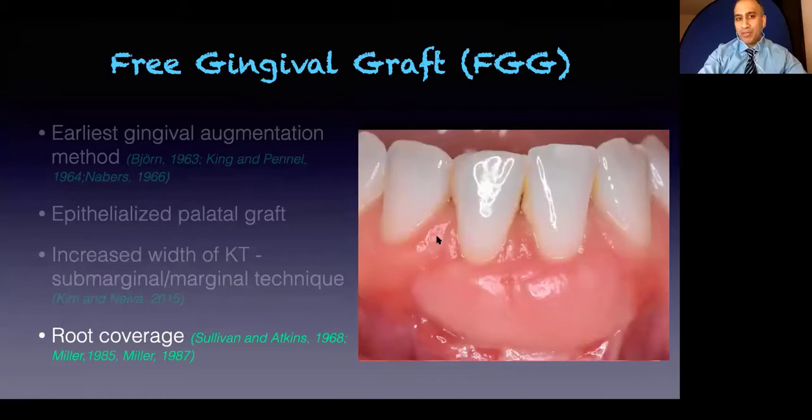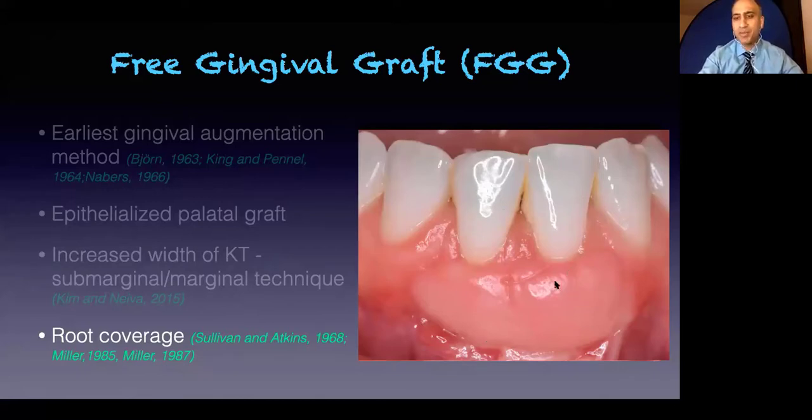Now, what about for root coverage? Well, Sullivan and Atkins were really the first in the late 60s to suggest that free gingival grafting could be used for root coverage. They came up with one of the first classifications. And then, of course, Preston Miller, who we talked about earlier, really was the champion for free gingival grafts for root coverage, not just in the anterior mandible, but anywhere in the mouth. But a lot of his work was focused in the anterior mandible.